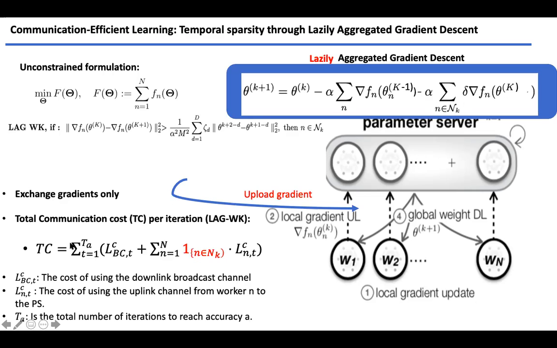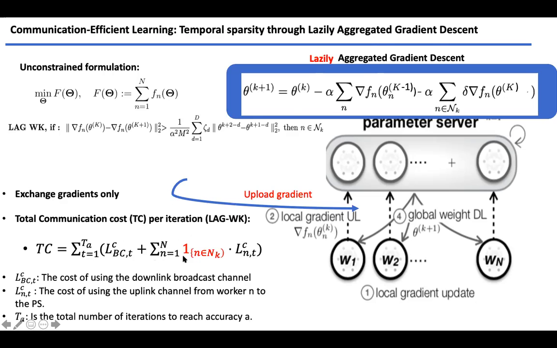And in order to look at it from the communication cost perspective, assume that we need to reach accuracy A, therefore we need to run for T_A iterations, and at every iteration, the parameter server still needs to broadcast the global model to all of the workers. Therefore, there is a communication cost associated with that broadcast, and that's reflected by this parameter here. And then for every worker from n equals 1 to N, for the aggregated gradient descent, every one of them is transmitting. Therefore, this indicator function, which is equal to 1 if the worker is transmitting and 0 otherwise, will always be 1.